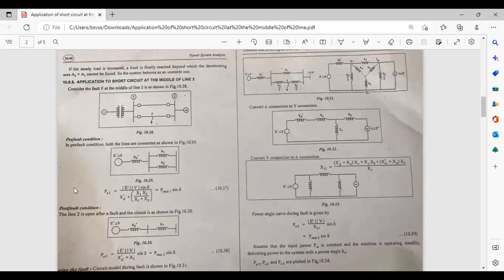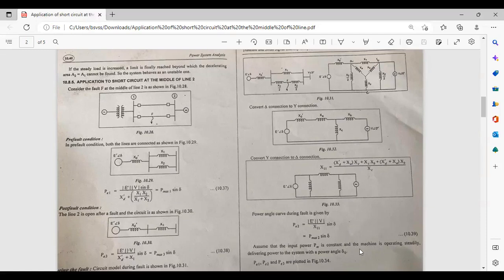The three conditions are given here. First, we assume the pre-fault condition. What is the output power in the pre-fault condition? P1 is equal to modulus of E dash into modulus of V into sin delta divided by Xd dash plus X1 X2 divided by X1 plus X2. I explained this in the previous slide: two reactances X1 and X2 are connected in parallel, and if two reactances are connected in parallel, the equivalent reactance is X1 X2 divided by X1 plus X2. Finally, it can be written as P max 1 into sin delta 1. This is for the pre-fault condition.